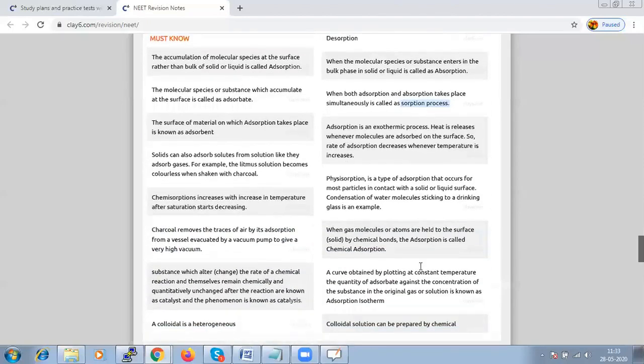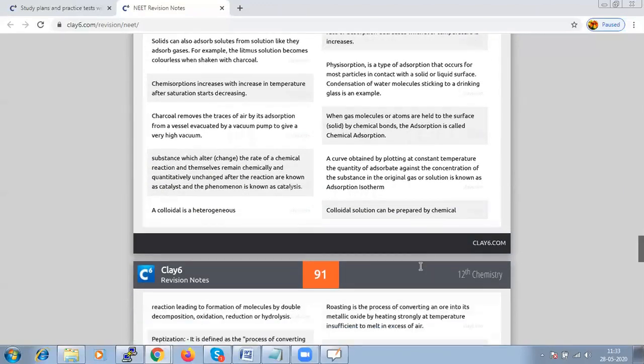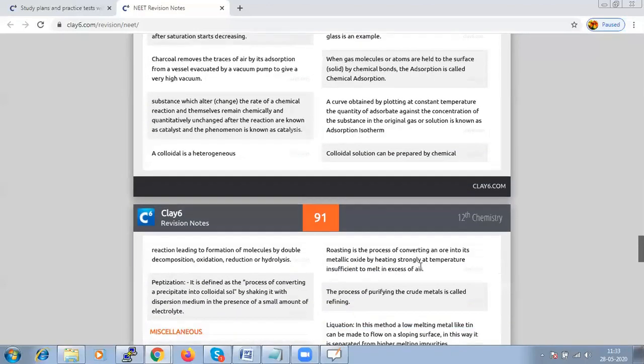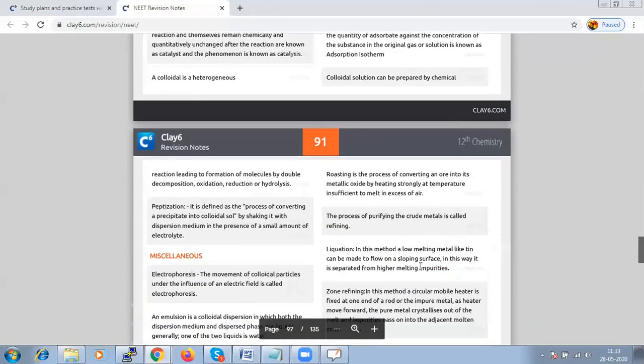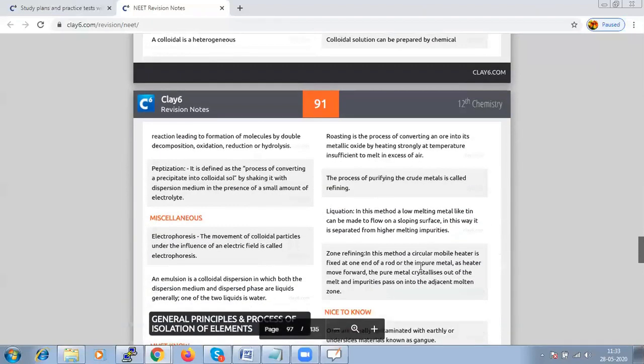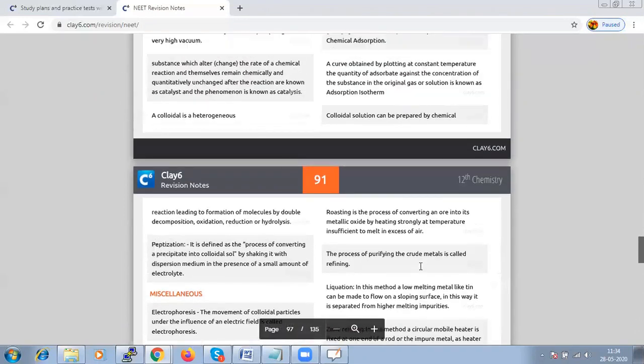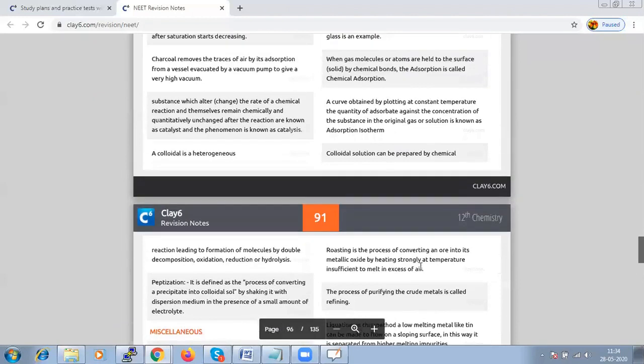And colloidal solutions are prepared using different methods. You can see peptization, electrophoresis, and do remember an emulsion is a colloid in which both the dispersion medium and the dispersed phase are liquid. So the important part to focus on in this chapter is the different types of colloids with different combinations, and of course, learn about the adsorption concept.